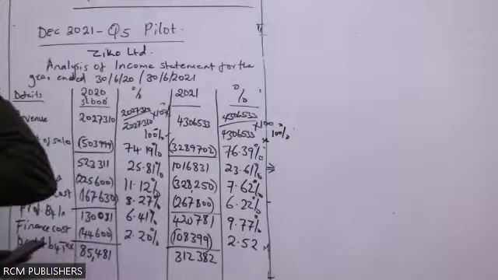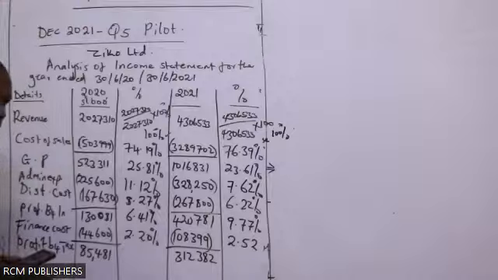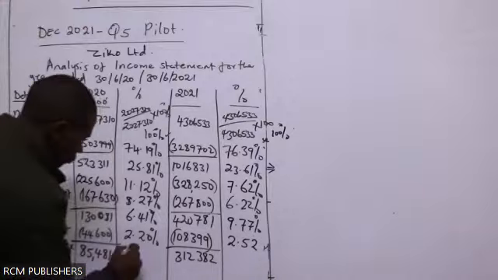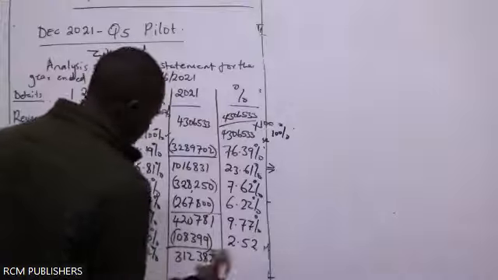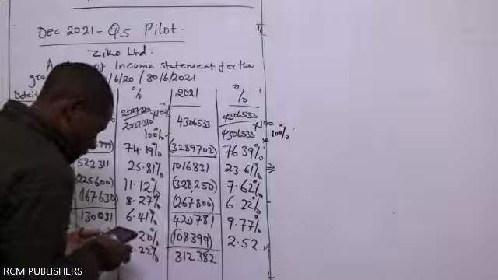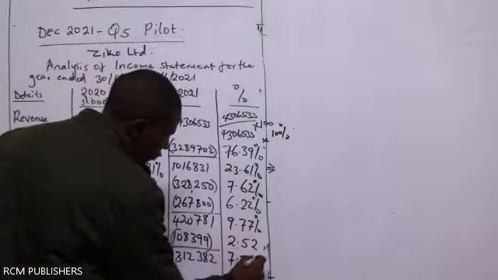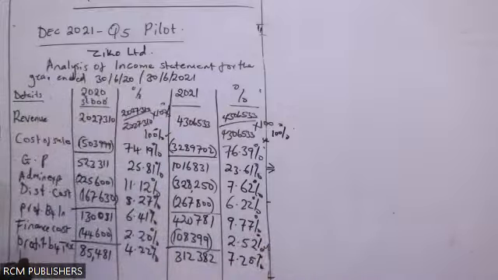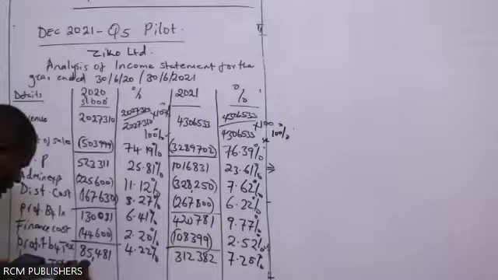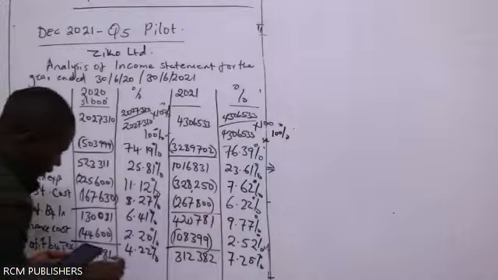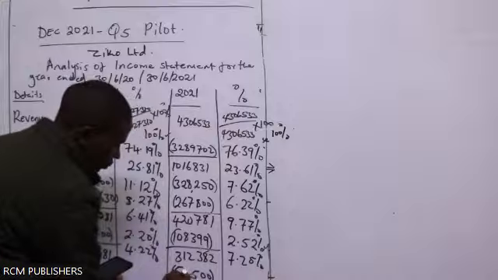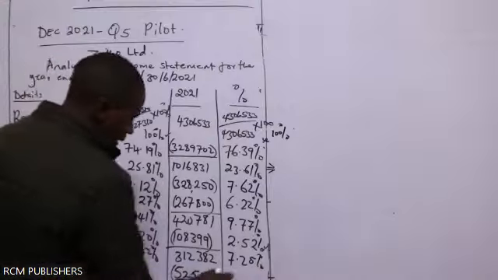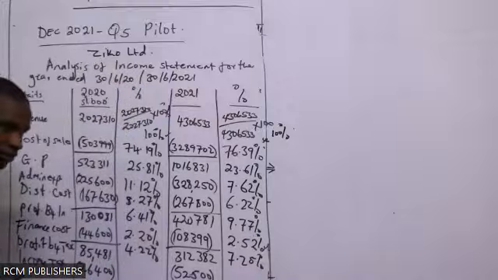Tunapata ngapi? For 2020, ni ngapi? 4.22%. The other one ni ngapi? Yeah, 4.2 is okay. One decimal point ni sawa. Income tax expense pia 7.25%. Income tax expense, income tax tunatoa. Income tax tuko na 26,400. The other one we have 52,500. Therefore, give me the percentage of this so that we can get for income tax.